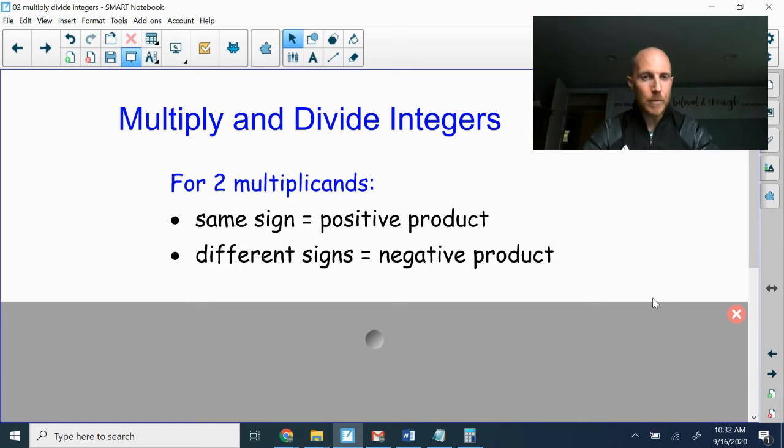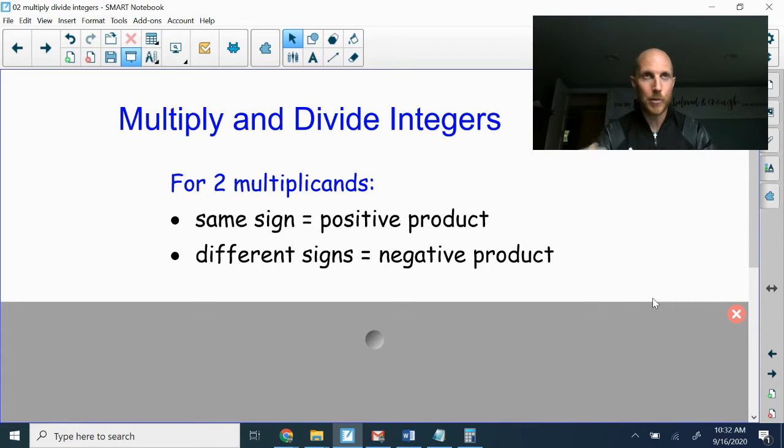So when we are multiplying and dividing integers, if there are only two numbers that are being multiplied together, those are called multiplicands. If there's two multiplicands, I think the simplest way to do this is just break it into two groups. If those two numbers have the same sign, then you're going to get a positive product. And if those two numbers have different signs, then you're going to get a negative product.